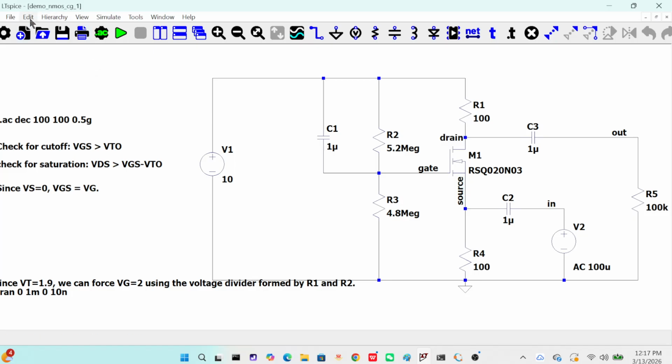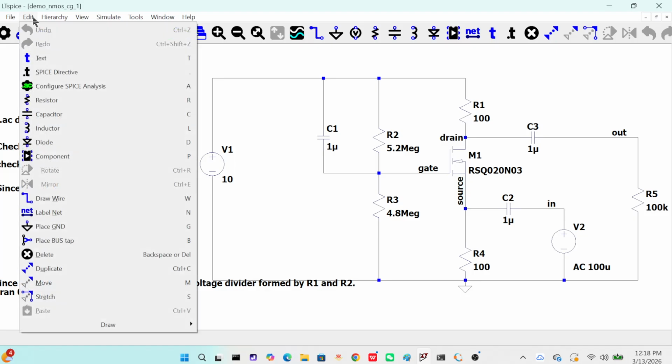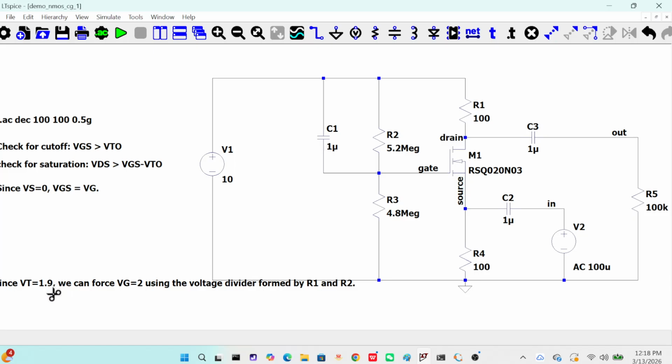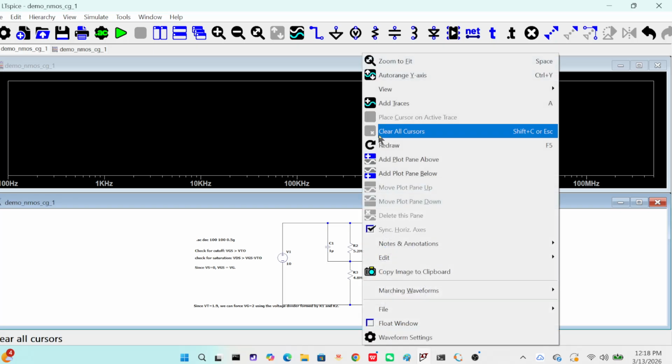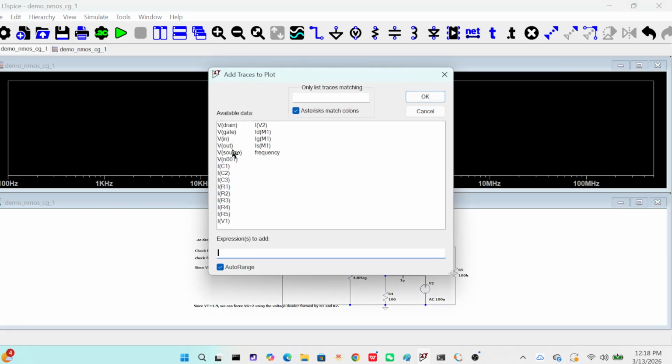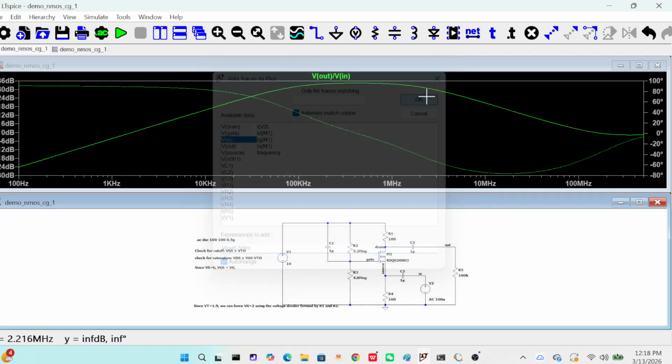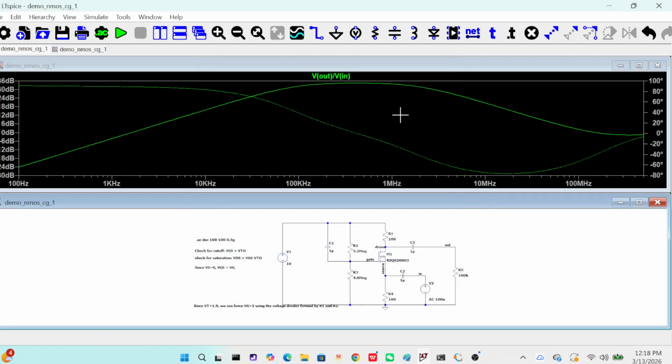Now what we are going to do is double check the AC analysis, make sure we understand the frequency, the maximum possible frequency. So we simulate the circuit and we plot the voltage gain again.